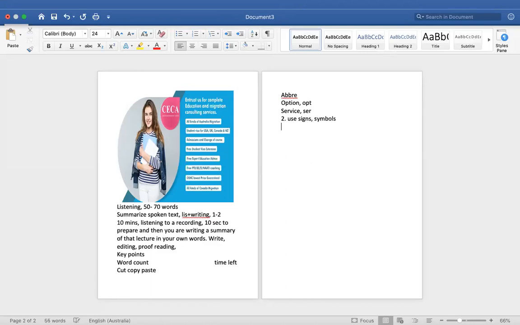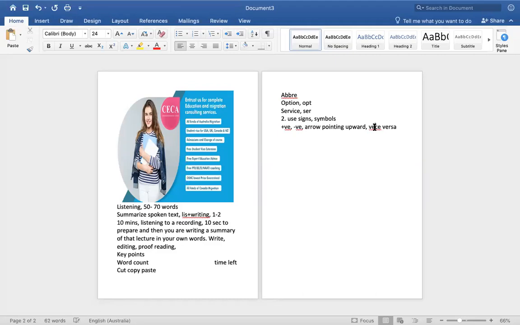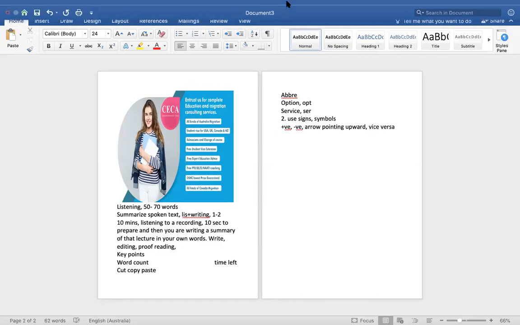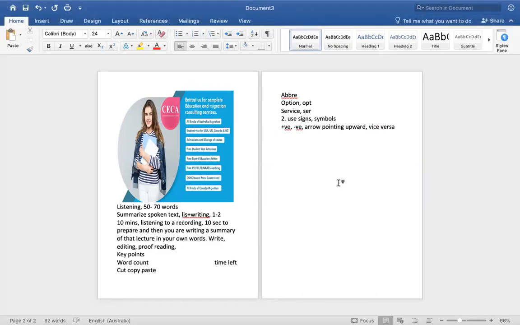Sign or symbols, like if I'm writing something positive, if I'm writing something negative, right? And if I want to say something is going upward, I can draw an arrow pointing upwards, so it will show something is increasing. Same way, vice versa, if I want to say something is going downward, I can simply draw an arrow pointing downwards. So this is like using sign and symbols.